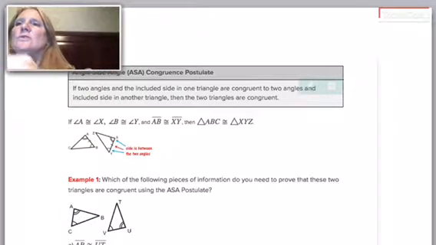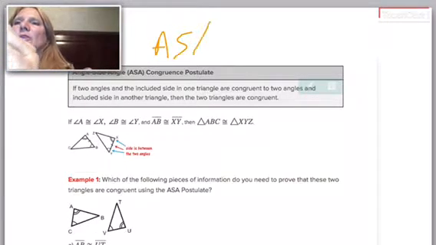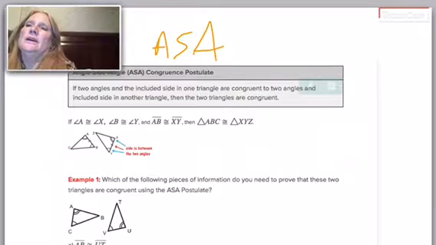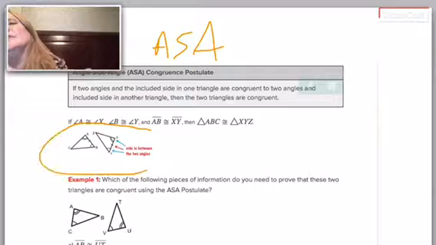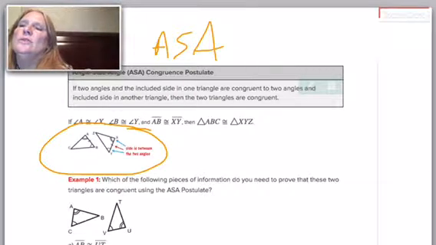This video starts with angle side angle congruency. If two angles and the included side in one triangle are congruent to two angles and the included side in another triangle, the two triangles are congruent. So here in this picture, we have two corresponding angles in both triangles, and we have the side that is included between those angles. So that is angle side angle congruency.